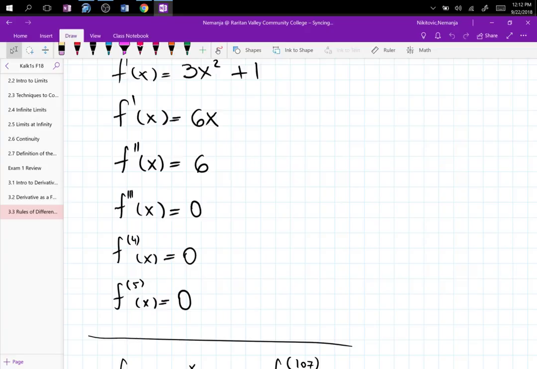And that's the higher order derivatives. And then you have a whole bunch of homework to do. So we'll take a break. Bye.